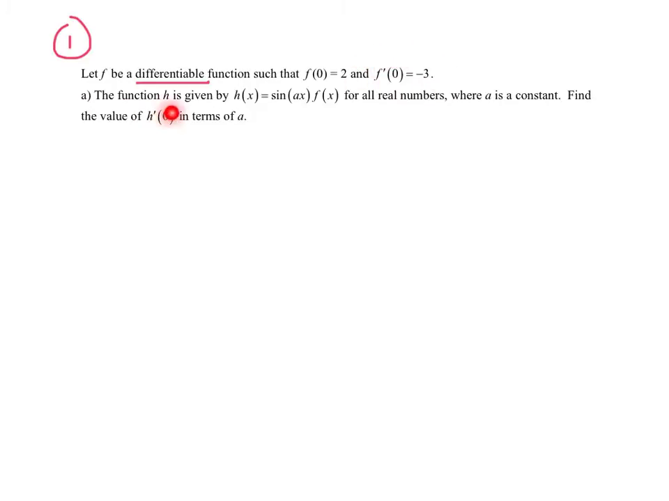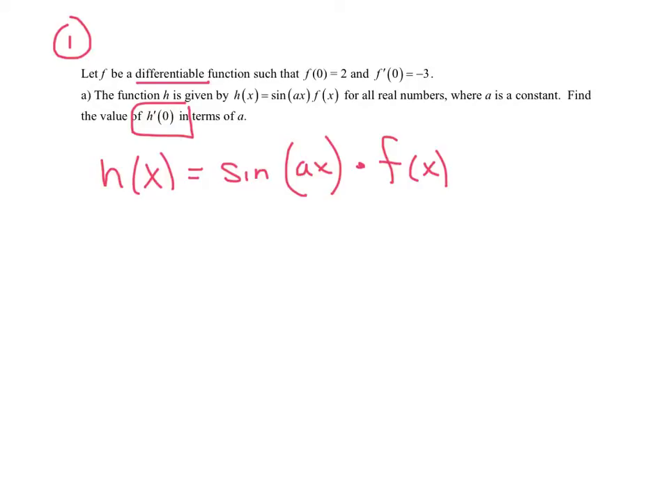A. The function h is given by h of x, and again, read it out loud to yourself. H of x equals sine of ax. I said of, so I need chain rule. Times f of x. I said times, so I need product rule. For all real numbers, where a is a constant, find the value of h prime of 0 in terms of a. So h prime of 0 is saying, okay, plug 0 into h prime. So I need to plug 0 into the derivative of h. In terms of a just means I should see a in my answer.